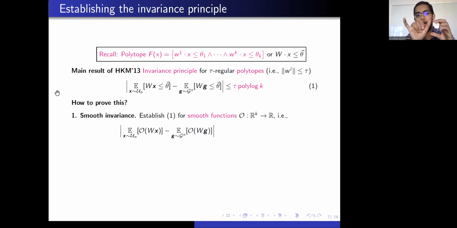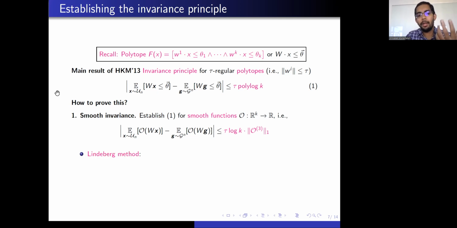So recall W is a K by N matrix, so Wx is a K-dimensional vector. They first evaluate O on Wx or Wg, and they first try to understand how O evaluated on Wx changes when I evaluate it on a Gaussian vector. And they prove that this quantity is at most tau times log K times the L1 norm of the third derivatives of O. So O is a smooth function, so we can write the multivariate Taylor series expansion and look at the L1 norm.